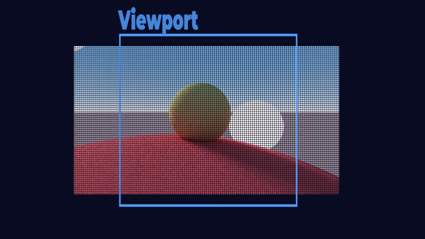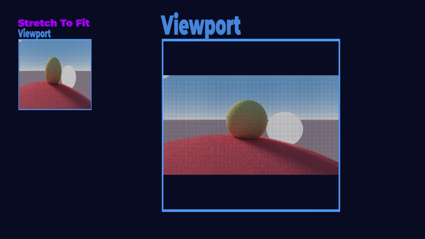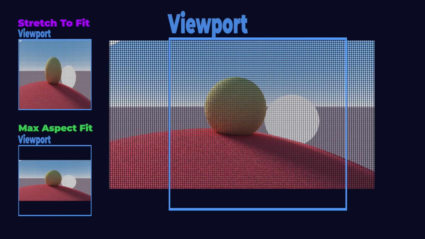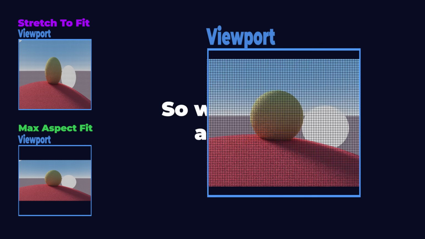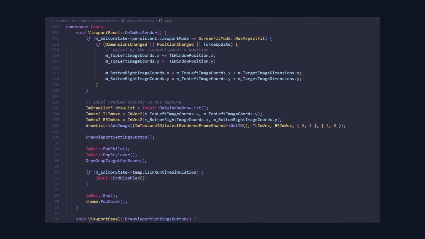So we have a few choices. We can either stretch the texture to fit, but then we lose the aspect ratio. We can maintain the aspect ratio and maximize its size, or another option would be to keep the original texture, center it, and crop any excess. So why not do all three? Most of the viewport panel is just math for resizing the texture.